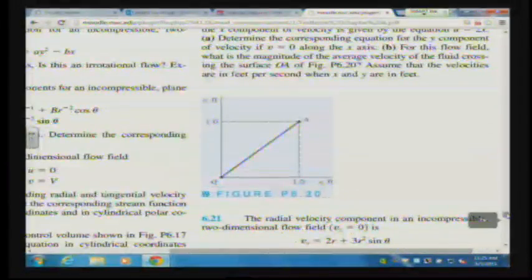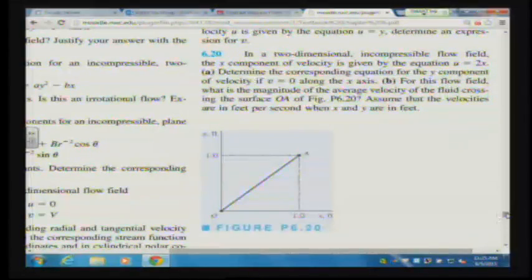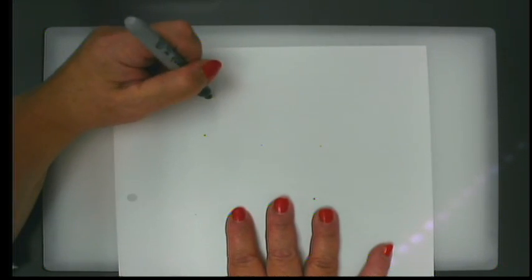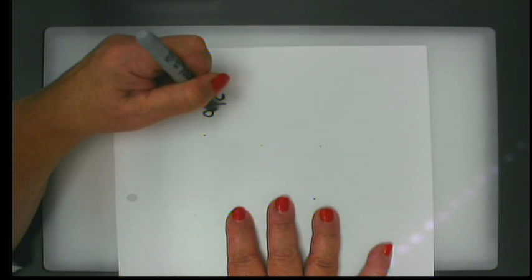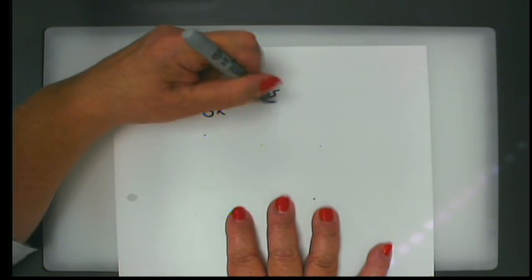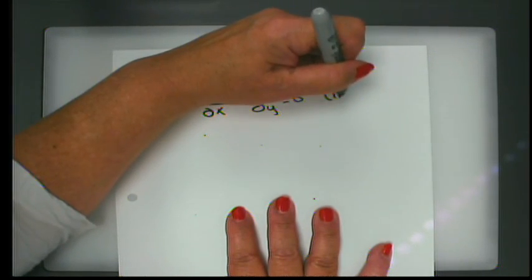There we go. All right, so 6.20, we have a two-dimensional, incompressible flow field, and we are told that the x component of the velocity is 2x. It first asks us to determine the corresponding equation for the y component of the velocity. All right, well, what do we know? We know that if it's incompressible, to satisfy the continuity equation, del u del x plus del v del y has to equal 0 for an incompressible flow.